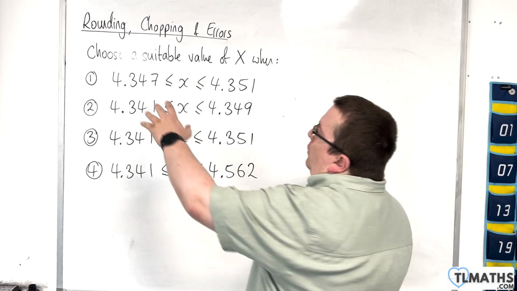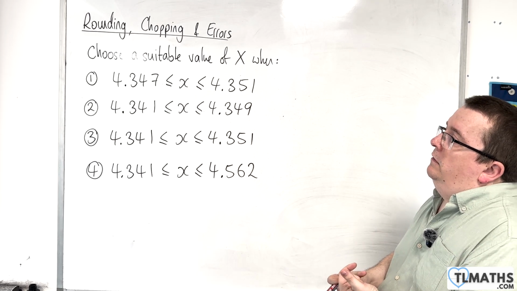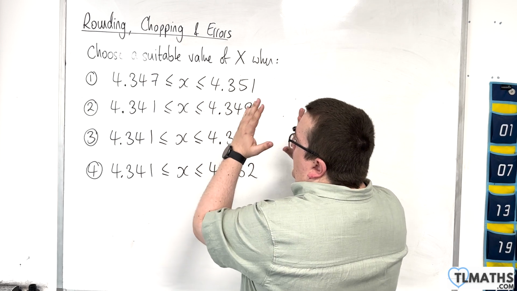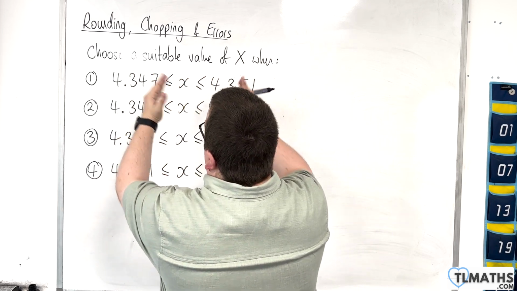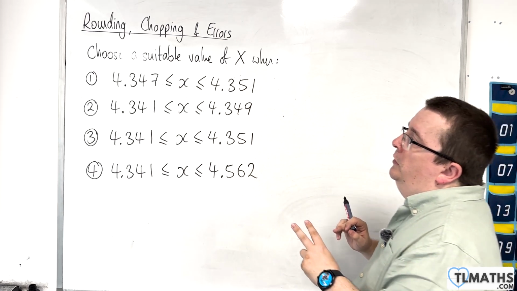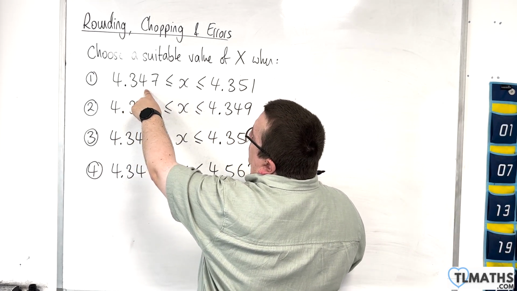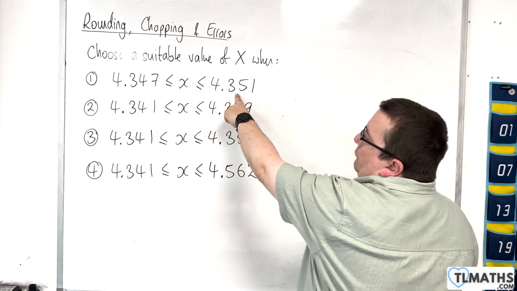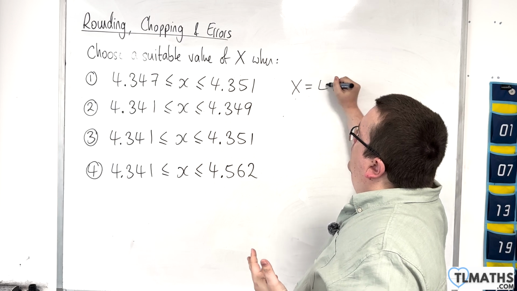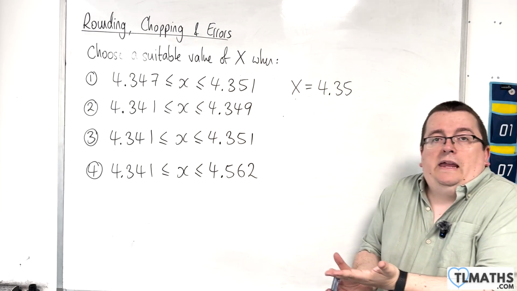So for number one, do they both agree to 4.35? I'm looking at one decimal place along, so rather than looking at three decimal places, I'm looking at two. Do they agree to 2? 4.35, that's what that one would round to at 2 decimal places, and this would round to 4.35. So they agree to 4.35 to 2 decimal places. That would be my value.